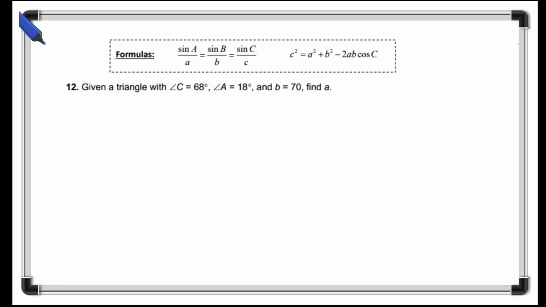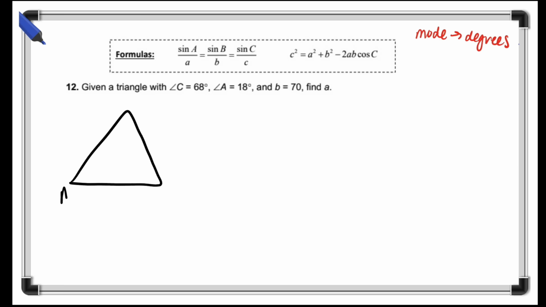So the next questions are going to be focused on the law of sines and the law of cosines. So you do have to remember to put your mode in degrees because you're going to be given your angles in degrees for these questions. So we're going to draw our first triangle here. We've got ABC.